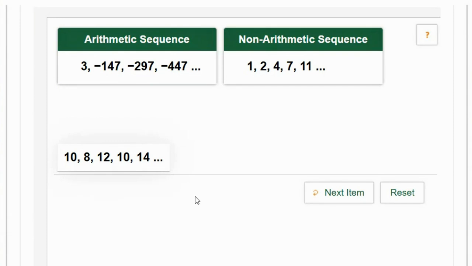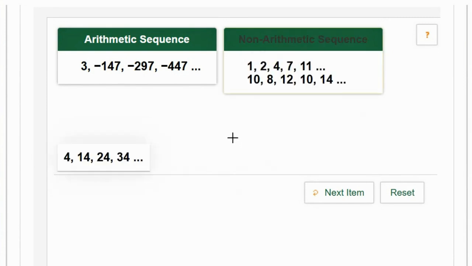How about this one? 10, 8, 12, 10, 14. I'll throw you a curveball here. Daniel says no. Anthony, no. 10 to 8, that's adding negative 2. But 8 to 12 is adding a positive 4. And then we added a negative 2 again. And then we added a positive 4. It's doing two different sequences at the same time. One of them, it's adding a negative 2. The other one's adding a positive 4. This is not an arithmetic sequence. It's a combination of two different sequences.